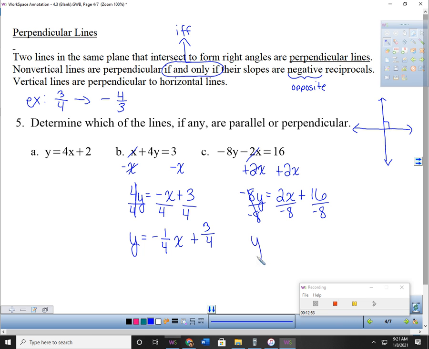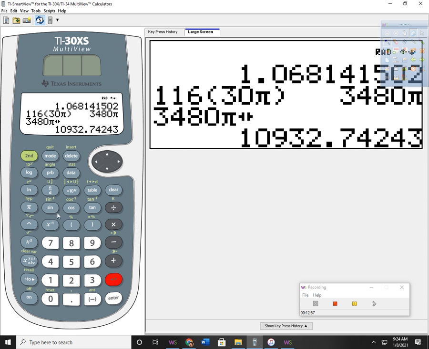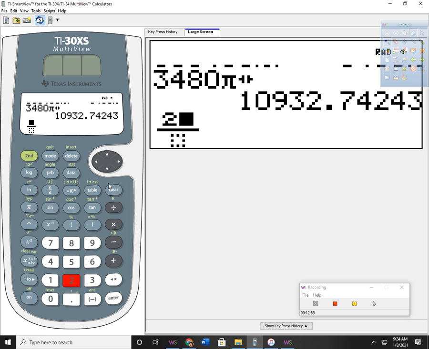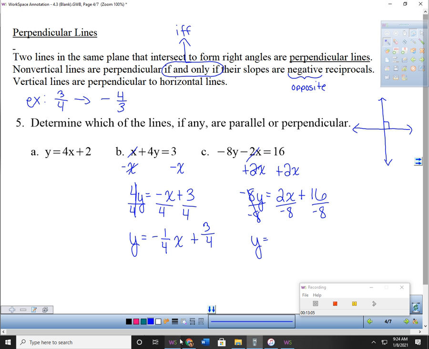So y is equal to 2 over negative 8 reduces. And remember, if you're not good at reducing, you can literally just plug in that fraction in your calculator, and it tells you that it is negative 1/4 times x, and then 16 divided by negative 8 is negative 2.